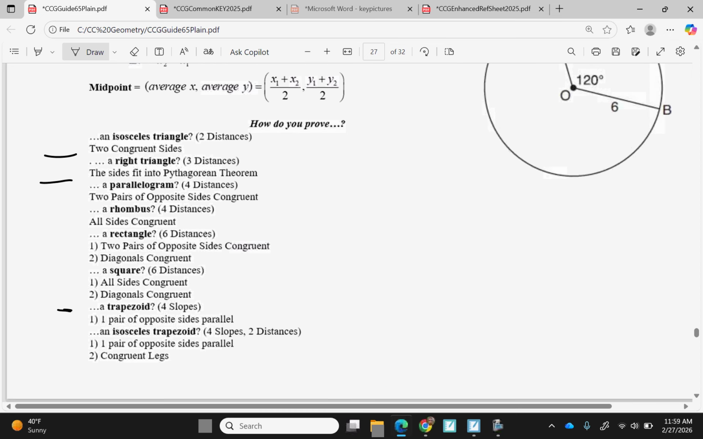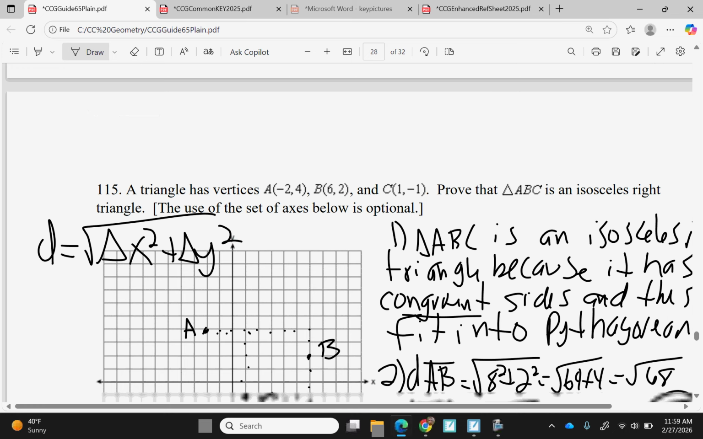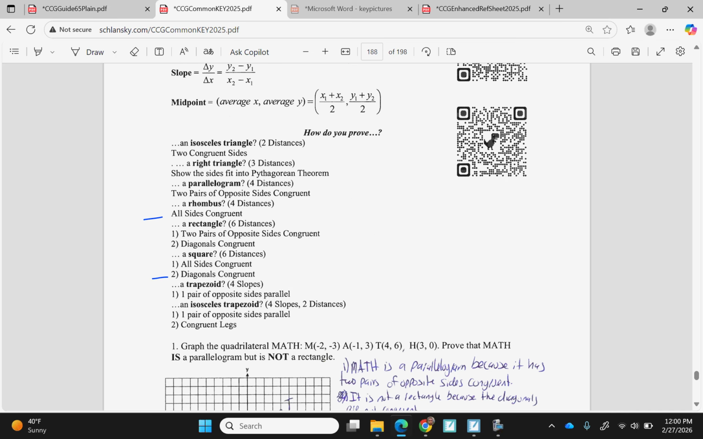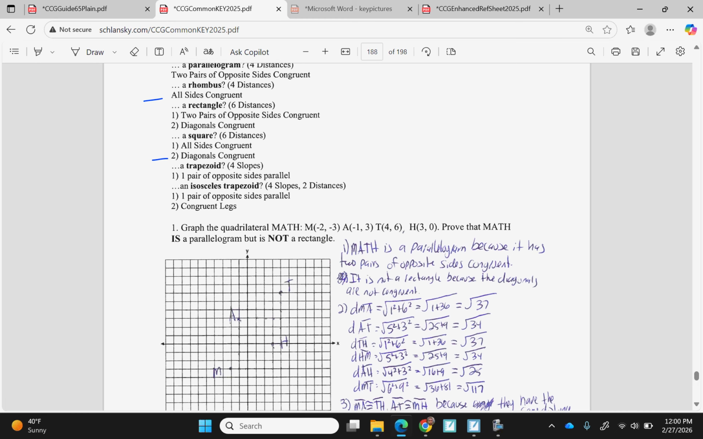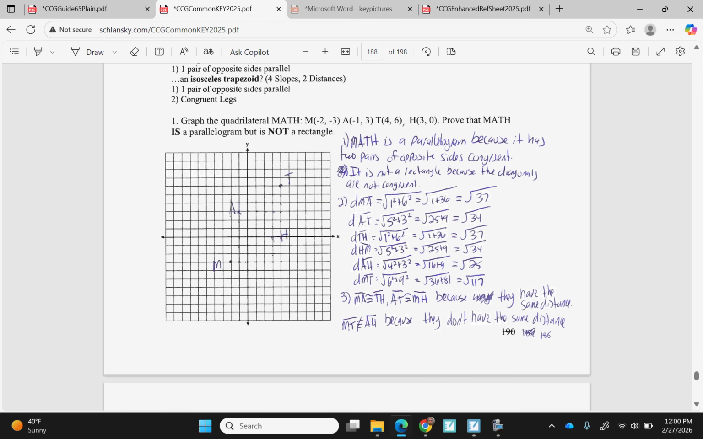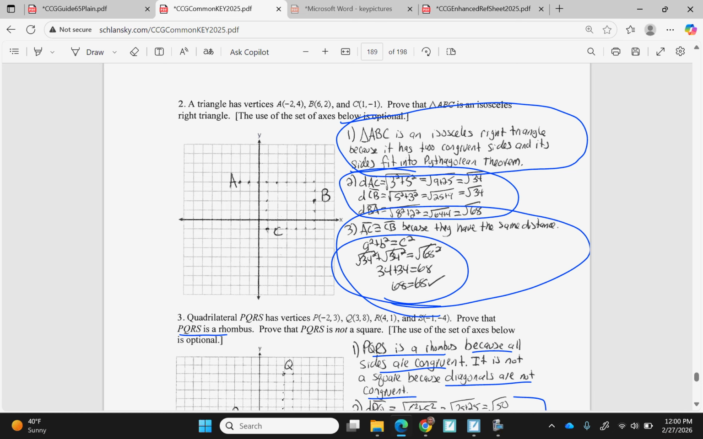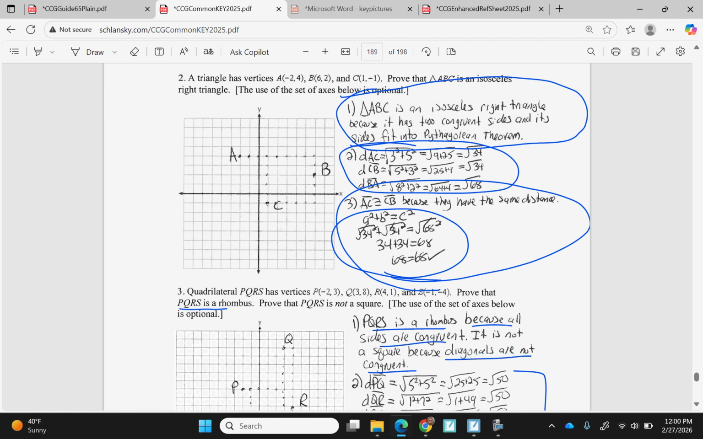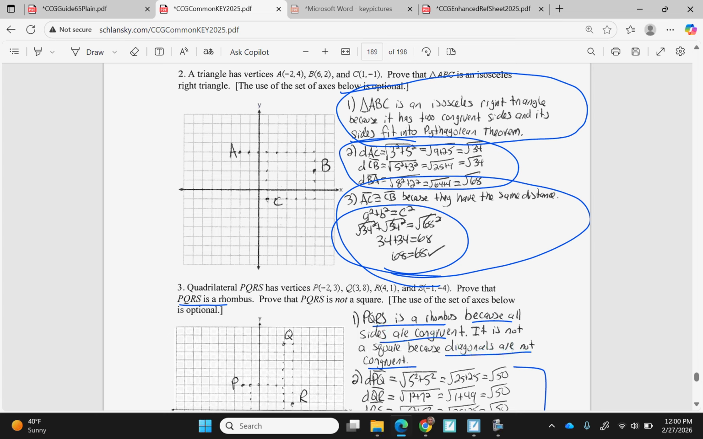And then again, know how to prove your different shapes with coordinate geometry. We're always calculating distance, except for trapezoid, in which case we're calculating slope. Say what they're trying to prove, calculate your distances or your slope, and then tie it together, tell me what's congruent to what. If it's a right triangle, to show it's in Pythagorean theorem, then you're literally substituting your distances into Pythagorean theorem.